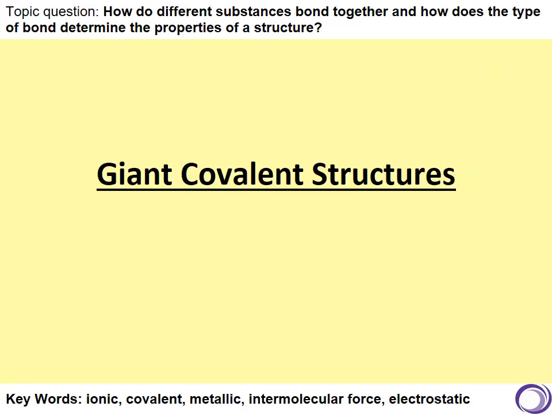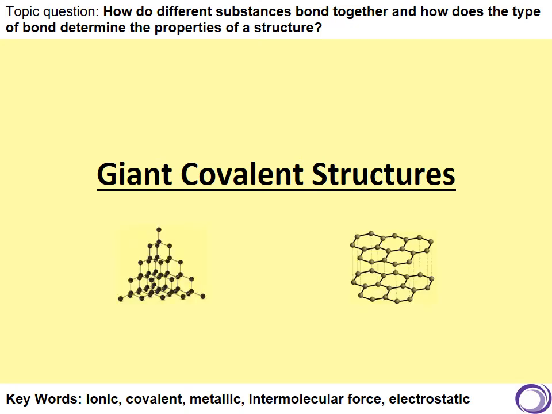Whilst carbon can form simple molecules such as carbon dioxide and methane, it also has the ability to form giant covalent structures as its element. So carbon, the element, can exist as diamond, or it can exist as graphite.